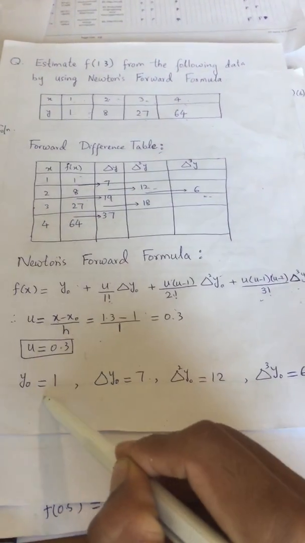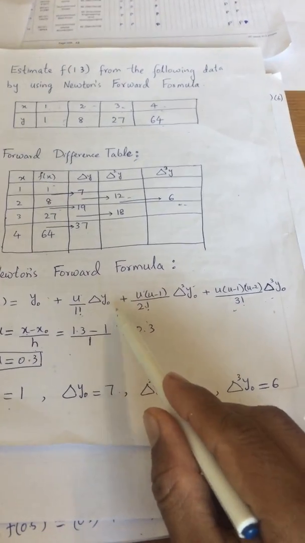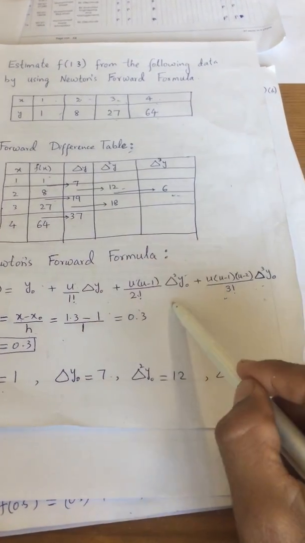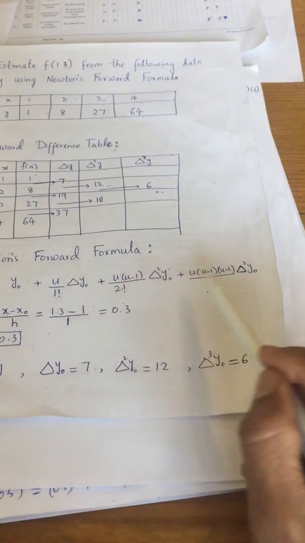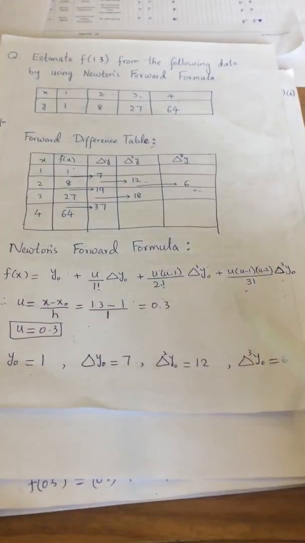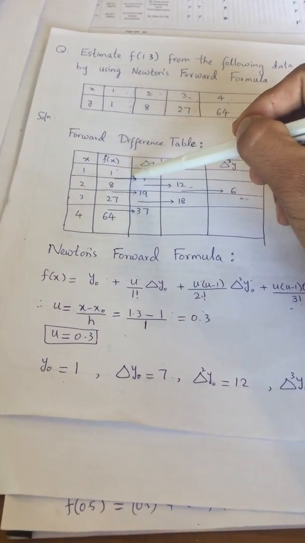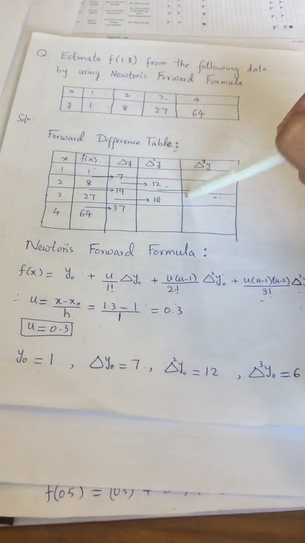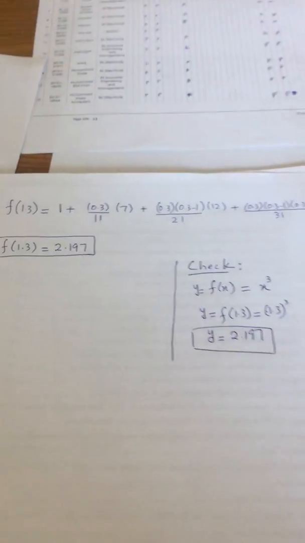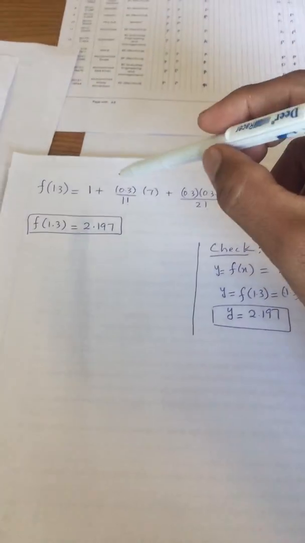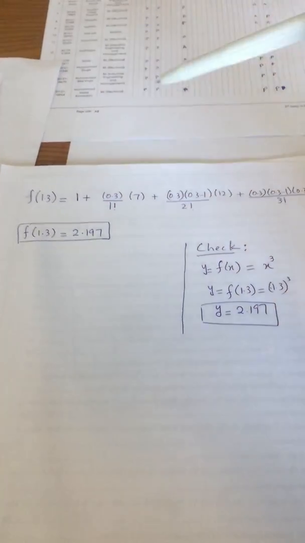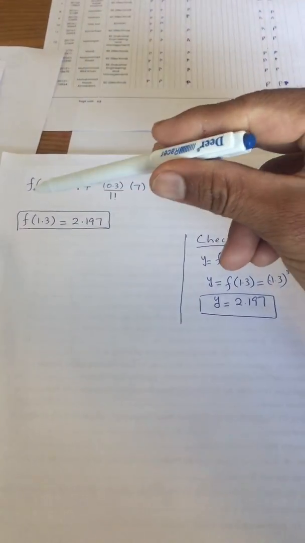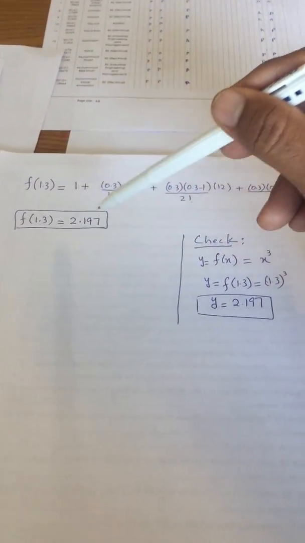We need y naught in this formula: y naught, delta y naught, delta 2 y naught, delta 3 y naught. We go diagonal: 1, 7, 12, 6. So we plug in these values in the equation, Newton's formula method. We find f of 1.3 is 2.197.